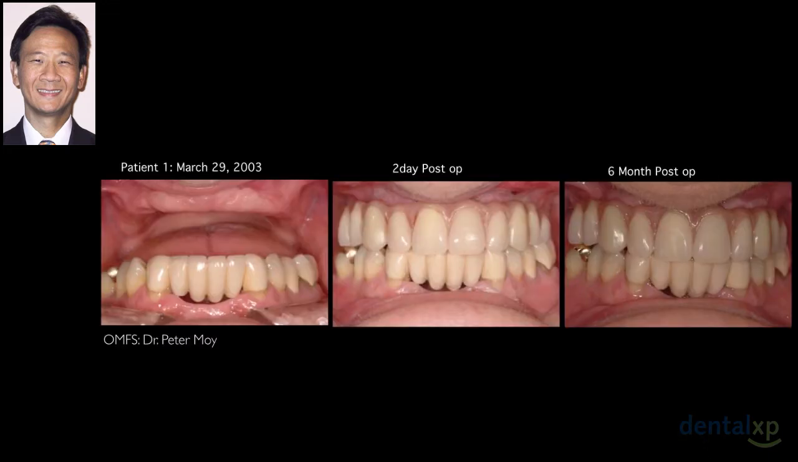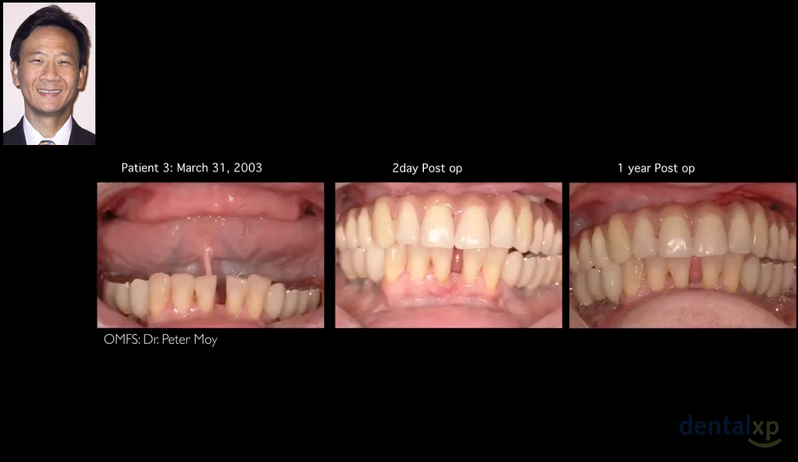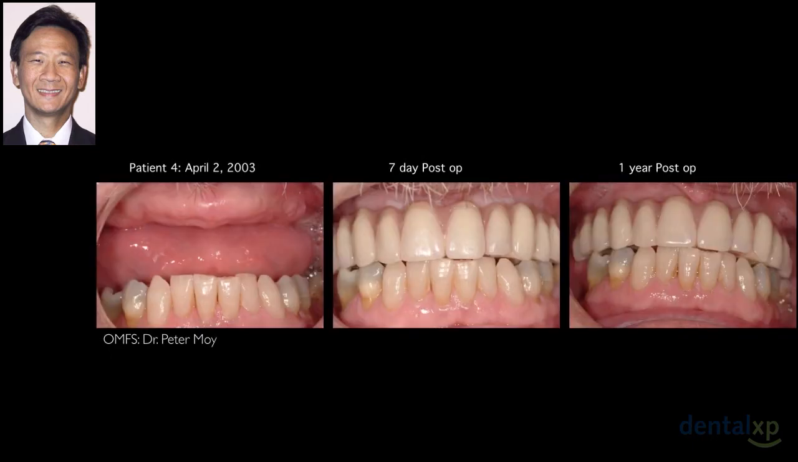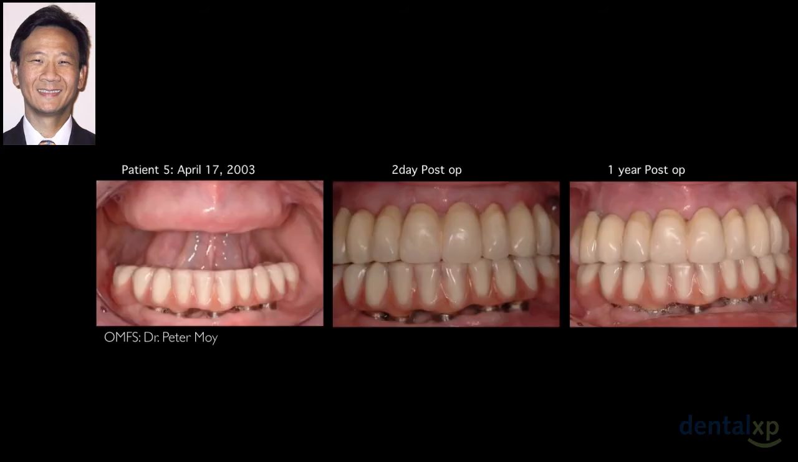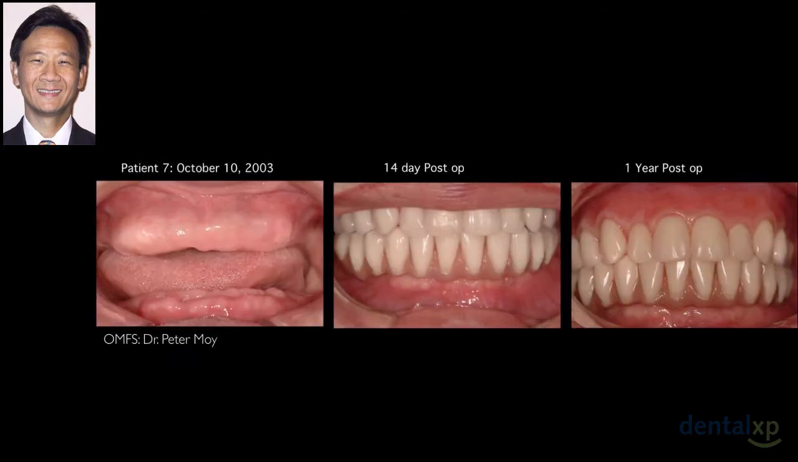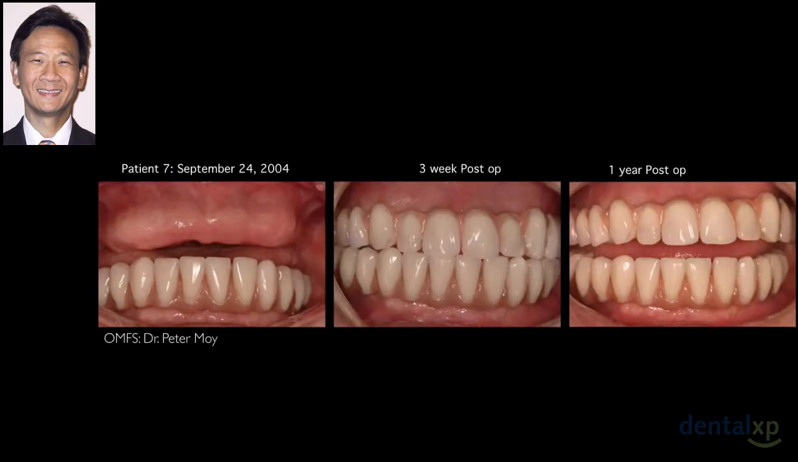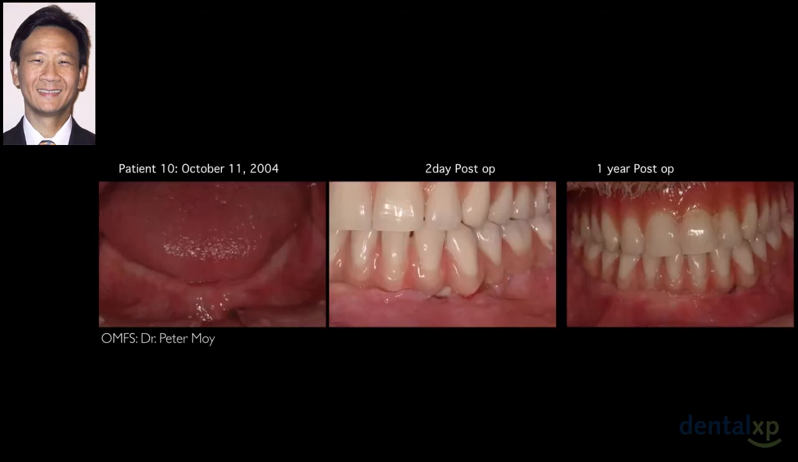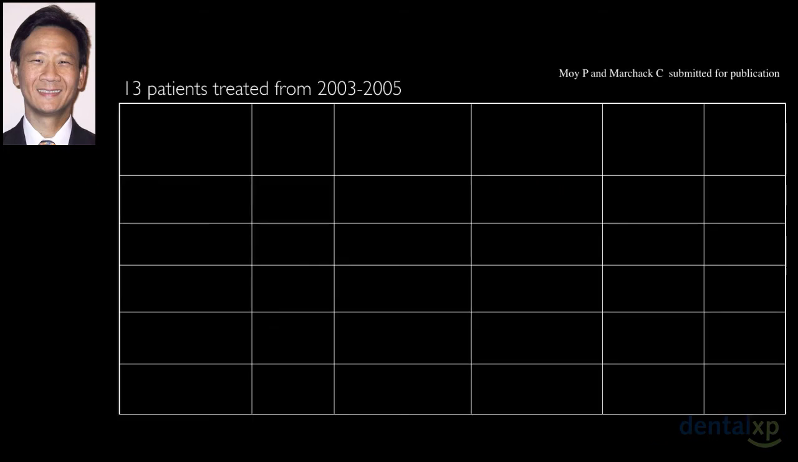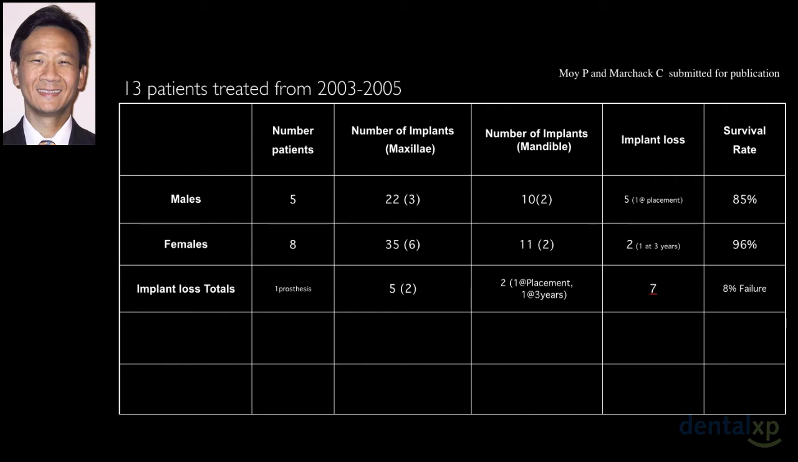We have a series of patients that have been treated, of 13 patients, 14 arches. These are just some of the patients that were treated for the completely edentulous arch with a prefabricated prosthesis that was delivered at the time of surgery. When we look at these treatments of these 13 patients, 14 arches, we have a cumulative survival rate of about 92%. So what did we learn surgically?